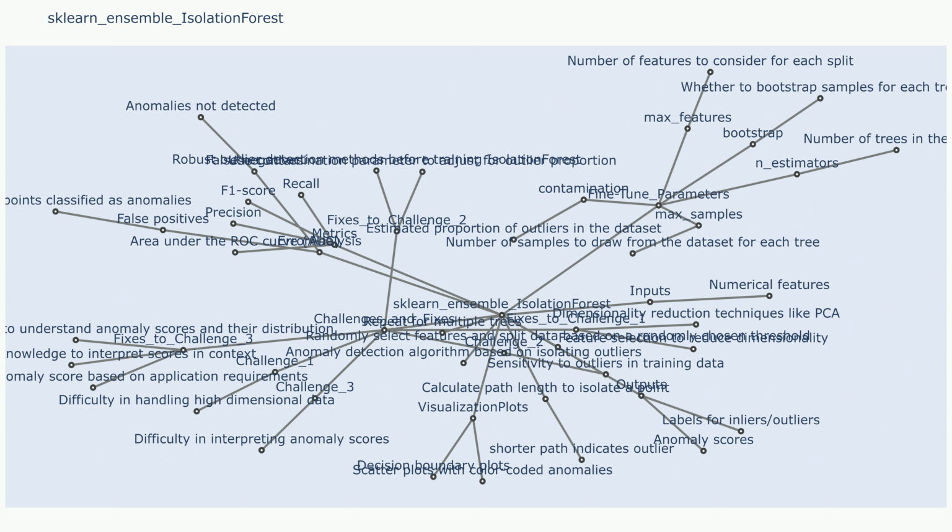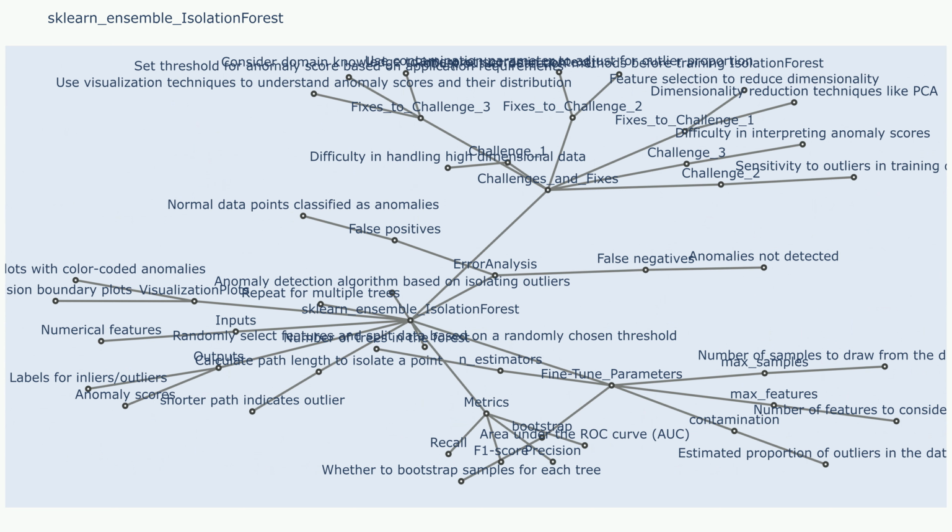Fixes to challenge 2. Feature engineering techniques can be used to remove or transform highly correlated features. This can improve the performance of the algorithm by reducing the influence of these features on the outlier detection process. Alternatively, using methods like random forest with feature permutation can help in detecting correlated features and adjusting for them.